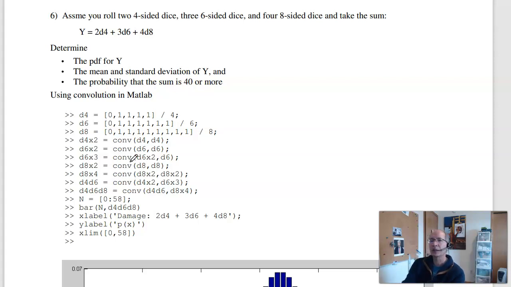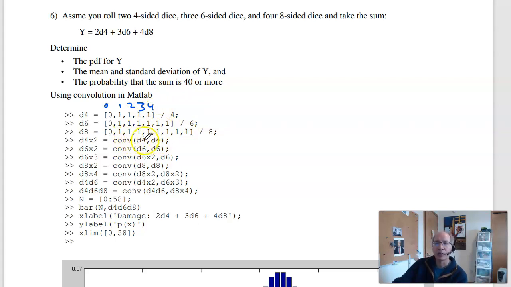Well, this is again where convolution really comes into play. I can get the PDF, or the Z transform essentially, of rolling a 4-sided die. This is the probability of 0, 1, 2, 3, 4. I skipped all the rest because they're all 0. Same for the 6-sided die and 8-sided die. I divide by 4, 6, and 8 because the numbers have to add to 1 to be a valid PDF.